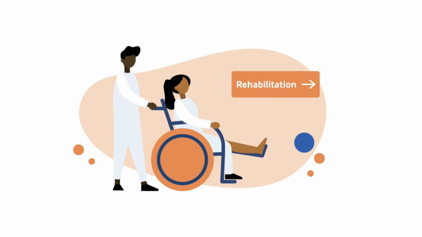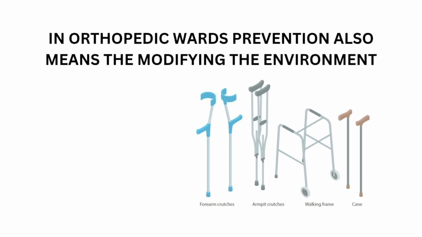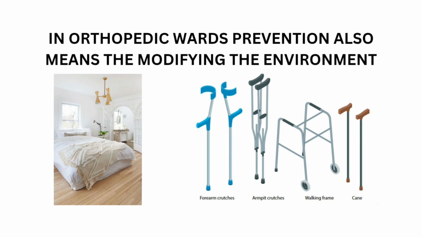In orthopedic wards, prevention also means modifying the environment. Keep floors dry and clutter-free. Ensure call bells and walking aids are within reach. Use high-risk signage and wristbands. Educate staff to anticipate falls during toileting, transfer, and nighttime ambulation. Engage family members in safety protocols and discharge planning.